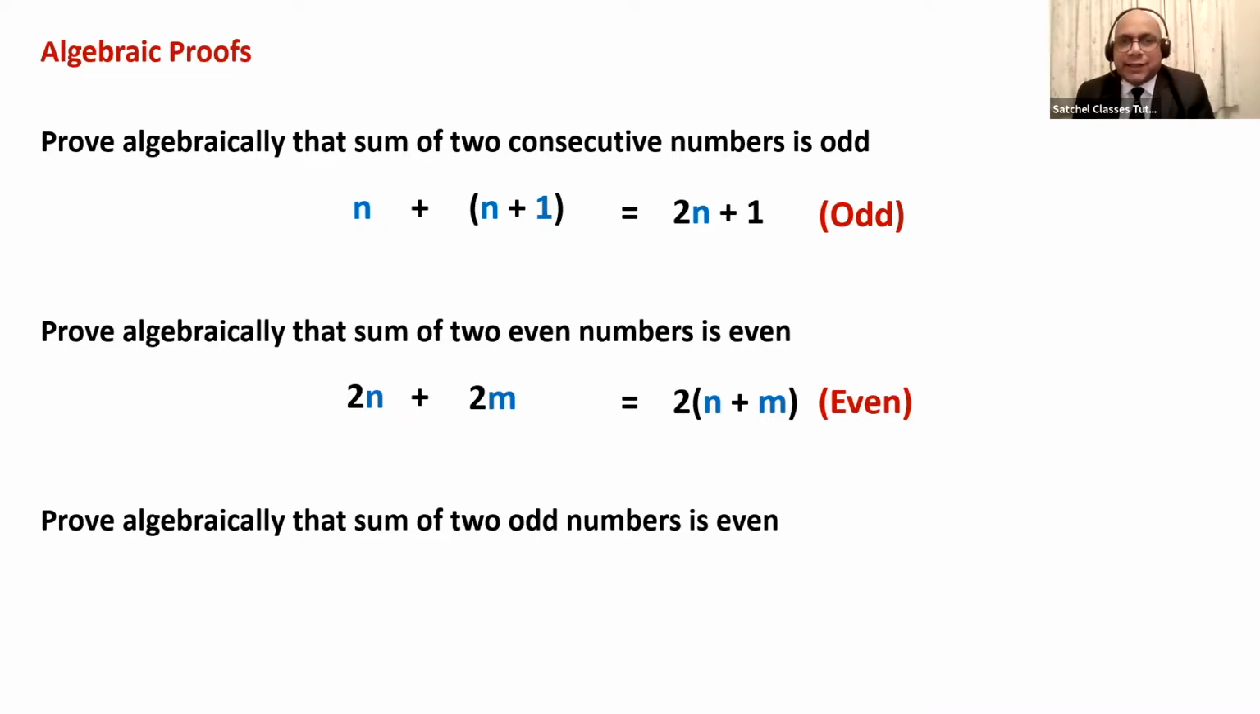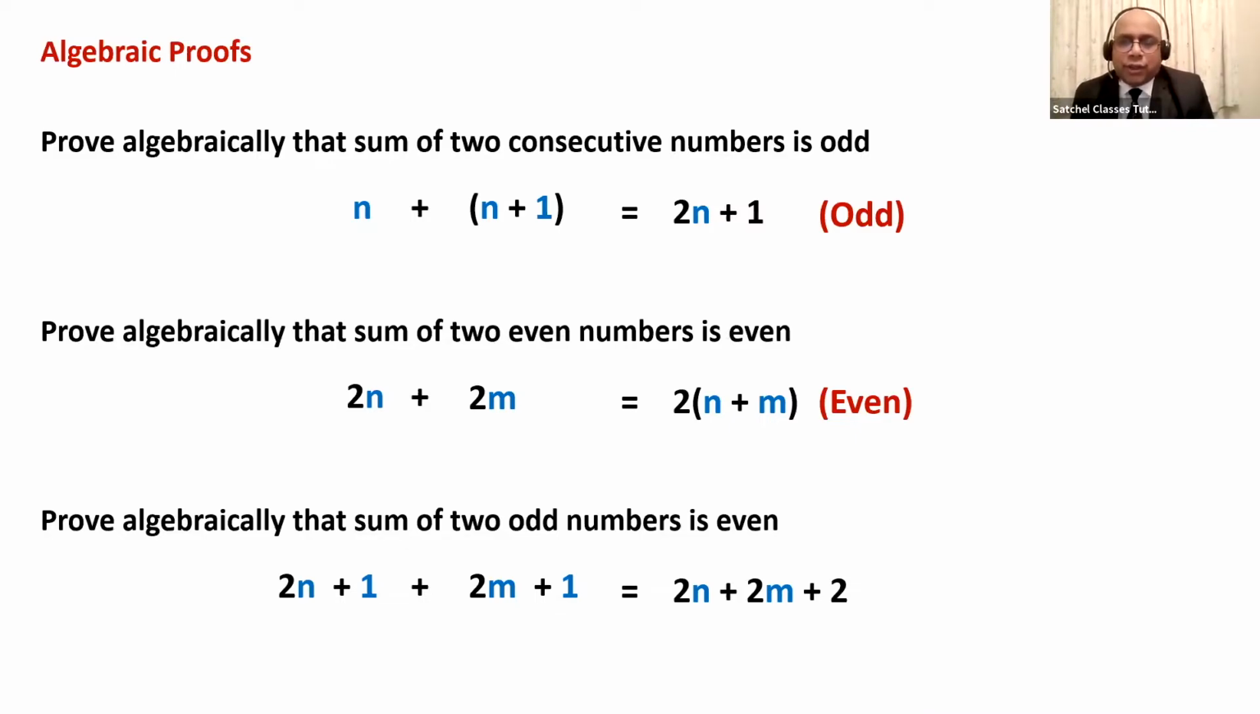Okay, prove algebraically that the sum of two odd numbers is also even. Can you? As you can see, one odd number is 2n plus 1. The other one would be 2m plus 1. There's no relationship between the two odd numbers, so we change the letters. That's it. If I add them, what will you get? 2n plus 2m will actually be 2n plus 2m because they are unlike terms. We cannot add them.